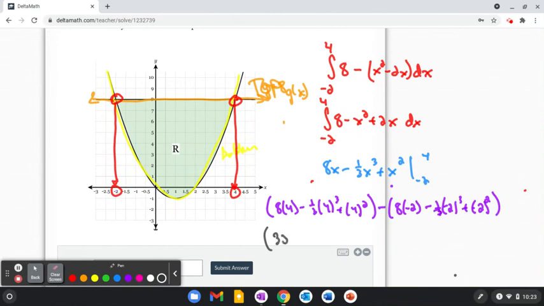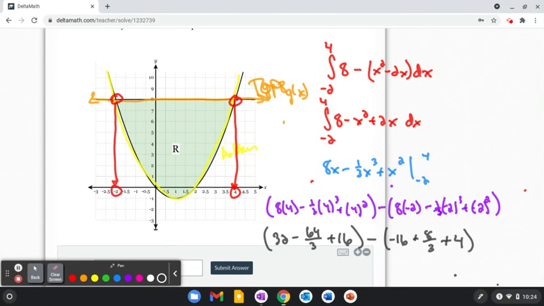8 times 4 is 32, minus 4 cubed is 64. 64 times 1/3, 1/3 of 64. Let's just write it over. It's 64 over 3. Plus 16. All right, minus, this will become a -16, and that becomes -8. But we already have a negative in front of there, so that becomes a positive 8/3, right? Plus 4. I did that all correct. Yeah, should be good. All right.